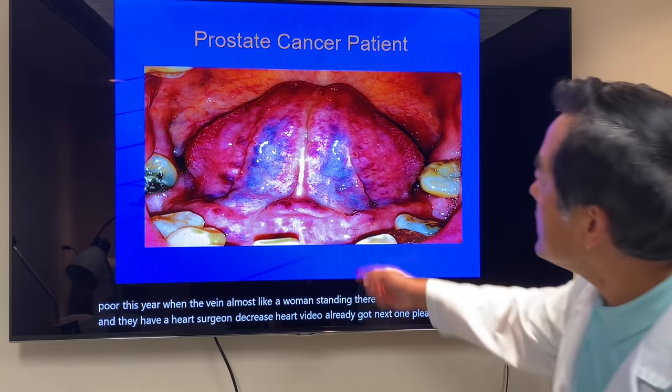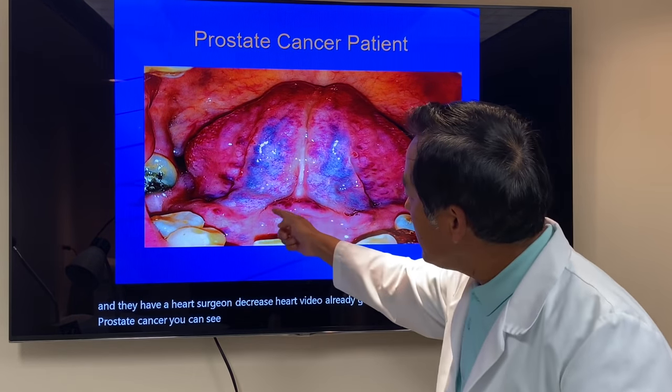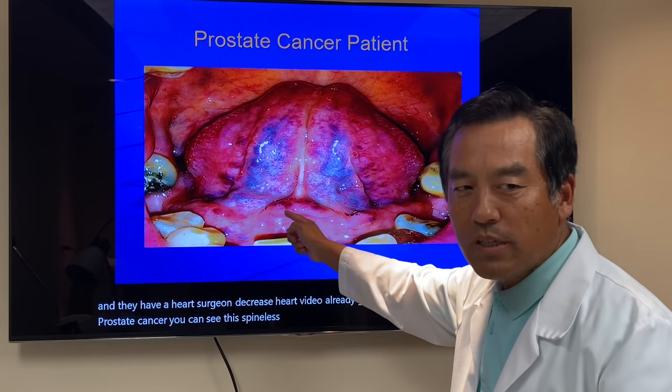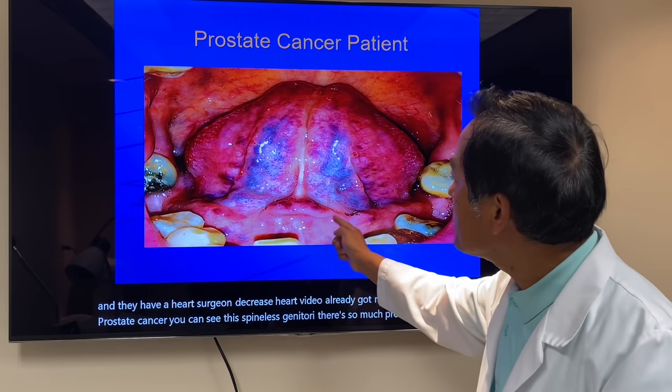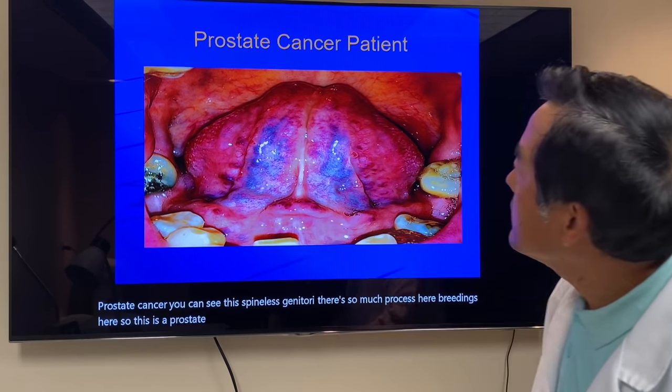Prostate cancer. You can see this spine, this genital area. There are so many bruises here, bleedings here. So this is a prostate cancer patient, okay?